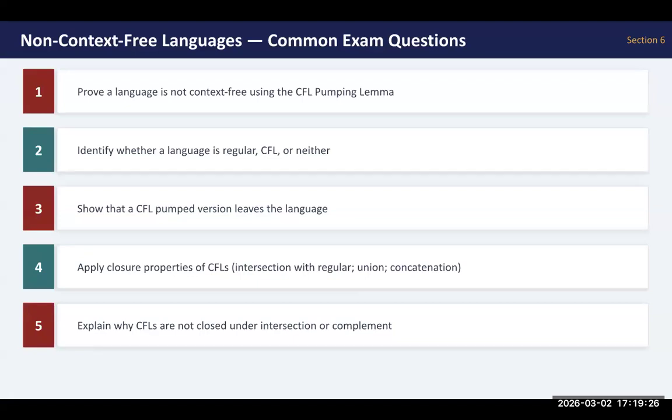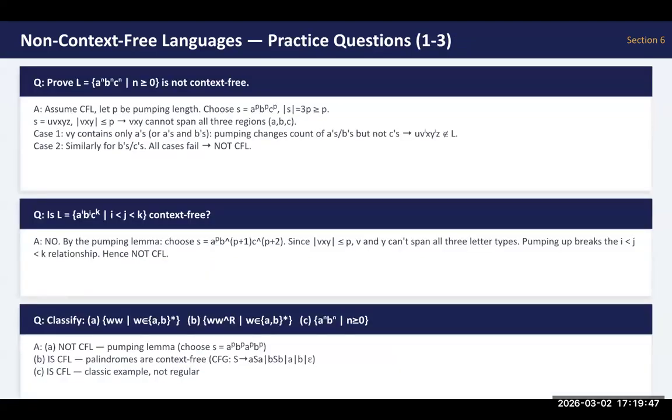Some common exam questions would be: prove a language is not context-free using the CFL pumping lemma; identify whether a language is regular, CFL, or neither; show that a CFL pumped version leaves the language; apply closure properties of CFLs; and explain why CFLs are not closed under intersection or complement. And again, I have some questions that you guys can go over by yourselves, and then prove specific languages. And then you can also find a lot of examples online where you can practice.